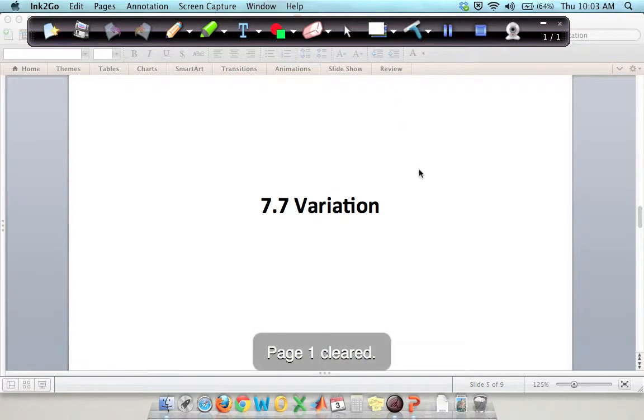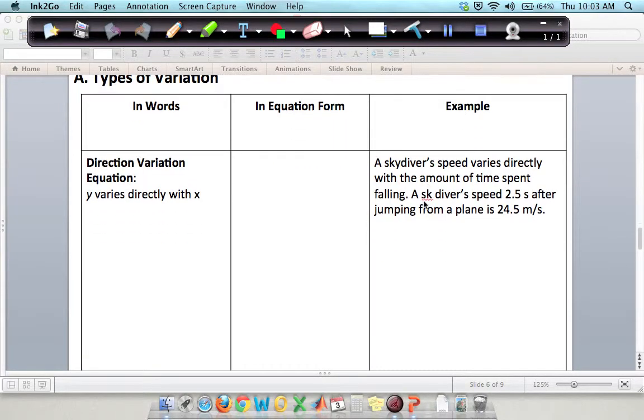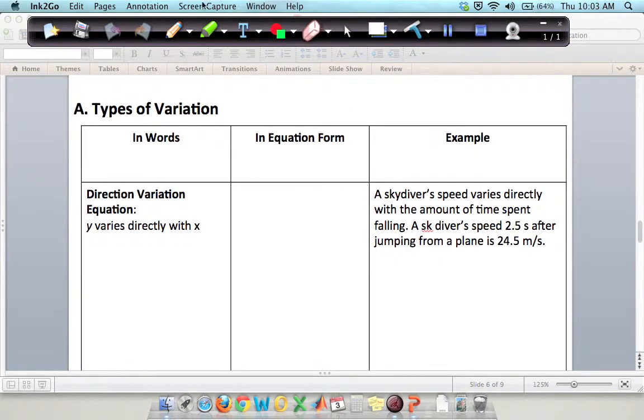Okay, now let's look at 7.7, which deals with variation equations. And we use these all the time. Let me just give you one example of a variation equation before we look at the specific examples. Area of a circle is pi r squared. This is a variation equation. You have your constant, in this case it's pi, and then your area changes depending on what your radius is. So that's all we mean by variation equation.